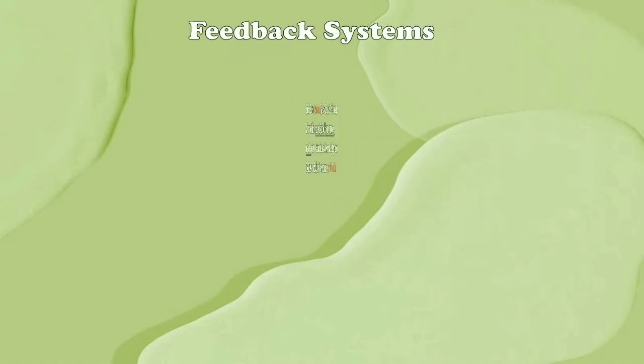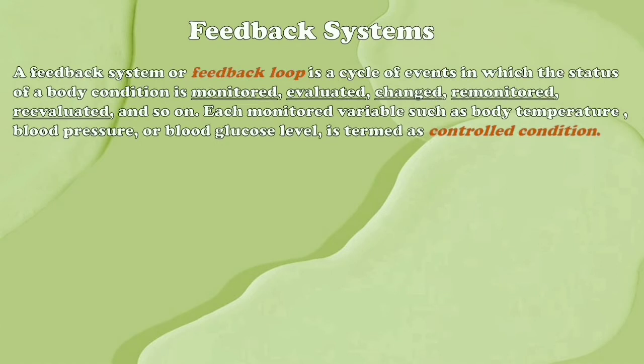Now, let's talk about feedback systems. A feedback system, or feedback loop, is a cycle of events in which the status of a body condition is monitored, evaluated, changed, remonitored, re-evaluated, and so on. Each monitored variable, such as body temperature, blood pressure, or blood glucose level, is termed a controlled condition. Any disruption that changes a controlled condition is called a stimulus.